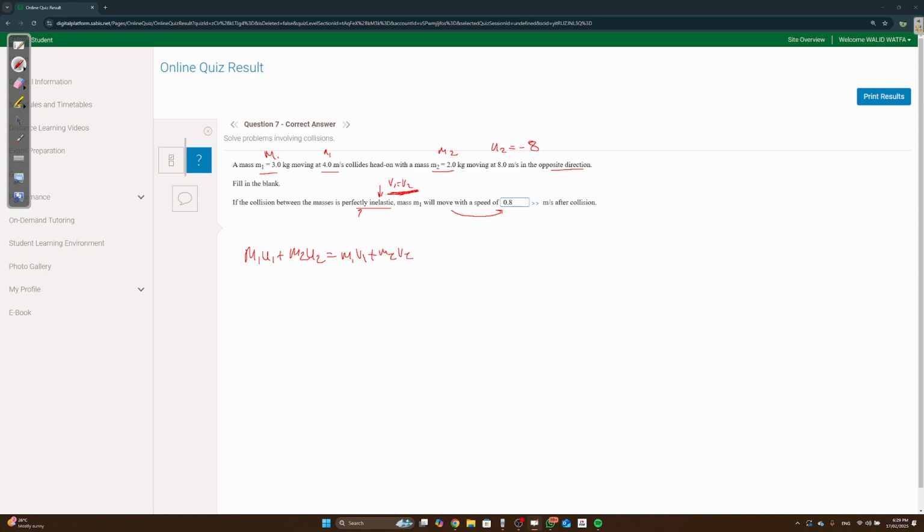Right, since it's perfectly inelastic, they're stuck together, so v1 is equal to v2. So you can just add them together. m1 u1, so 3 times 4, plus m2 u2, 2 times -8, is equal to m1, 3, times v, we're just going to say v, plus m2, which is 2, times v. So you're going to get 12 minus negative 4 is equal to 5v. So v is equal to negative 0.8 meters per second, but they said speed, so it's 0.8.